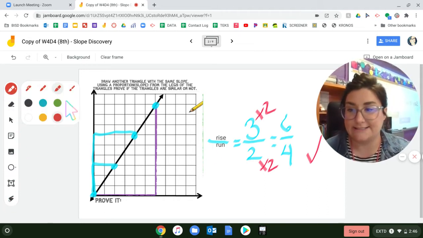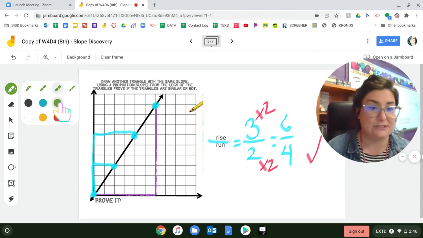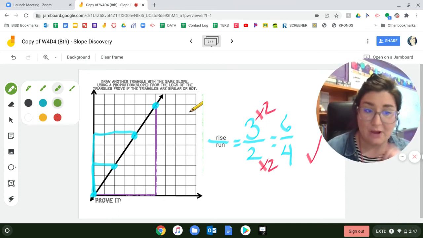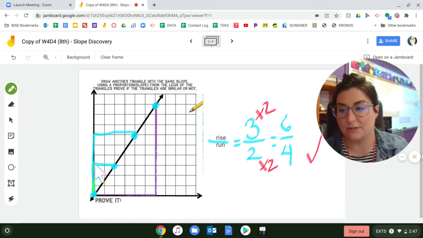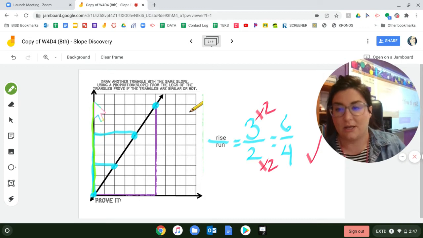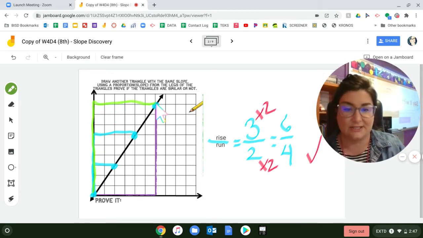What we did in class at this point, I had the students find one more triangle that would be proportional. A lot of people chose this one. Up 9/6.